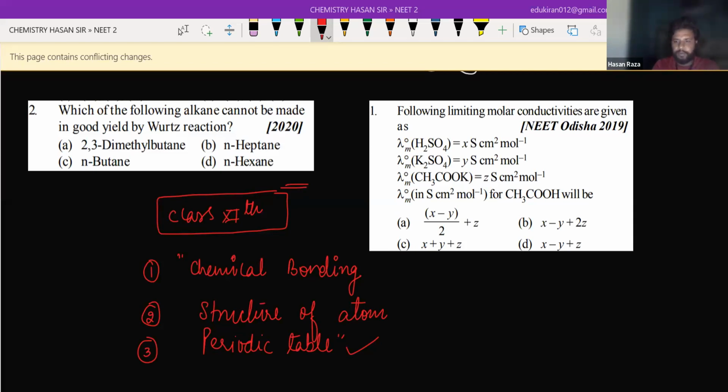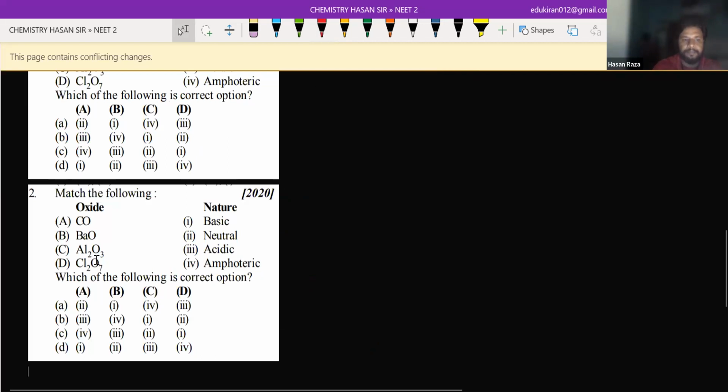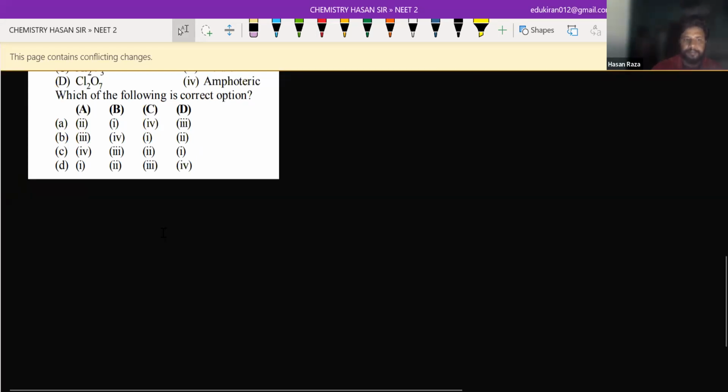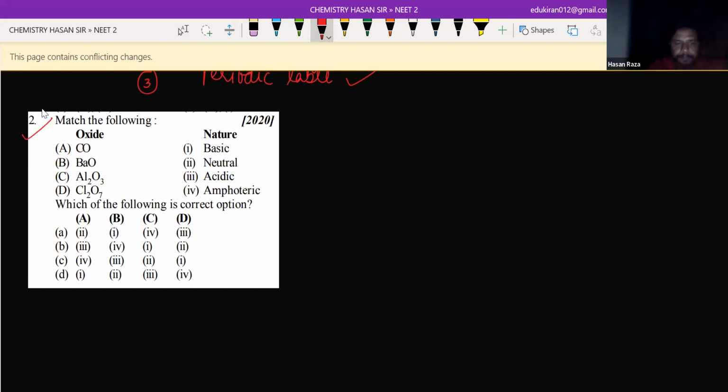Okay, I'm going to give you a very easy question from NEET 2020. It is about the oxides of metal, non-metal and metalloid, which is very, very easy. So I think both of you can do this. Are you able to see the screen? Match the column. Yes, sir. Okay, please do it.